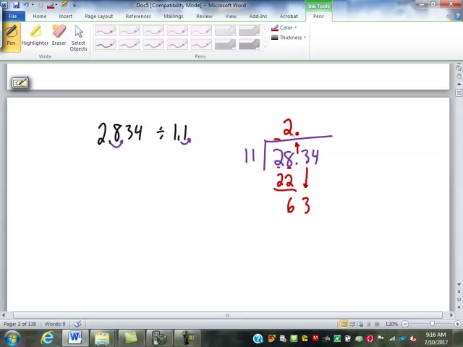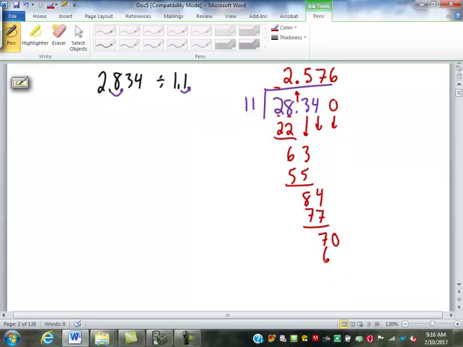11 goes into 63 5 times. 5 times 11 is 55. That's 8. And then? Bring down the 4. 11 goes into 84 7 times, that's 77. We subtract there, we get 7. And then? Add a 0. 11 goes into 70 6 times. That would be 66. We subtract to get 4.